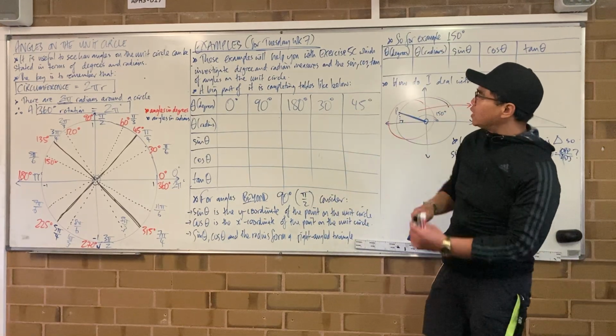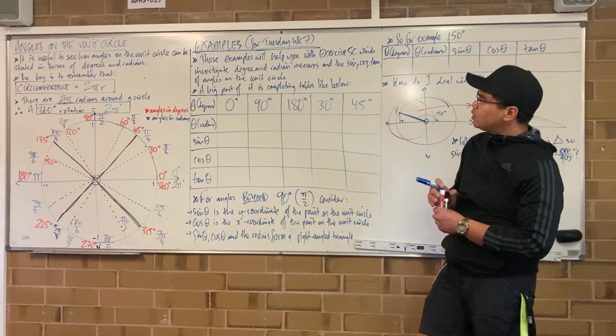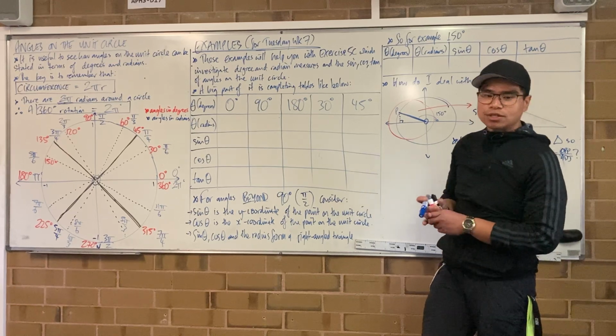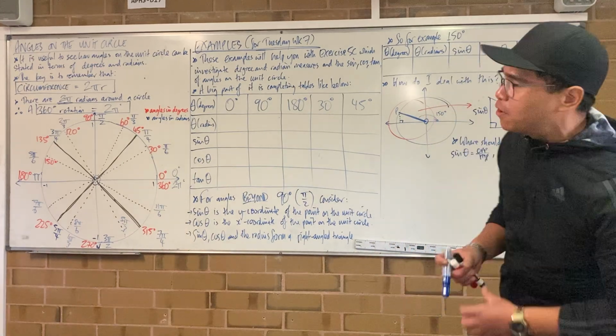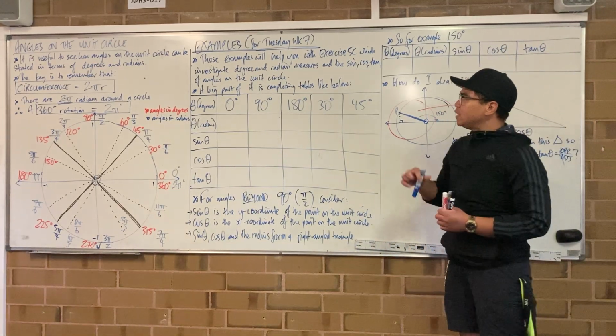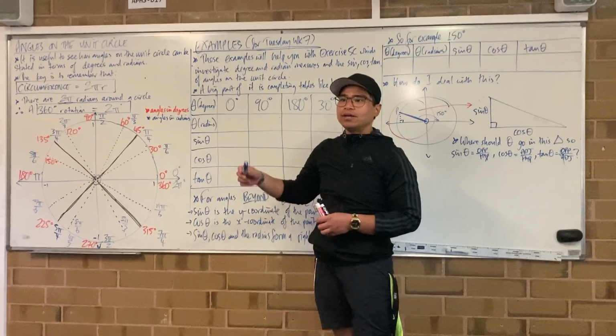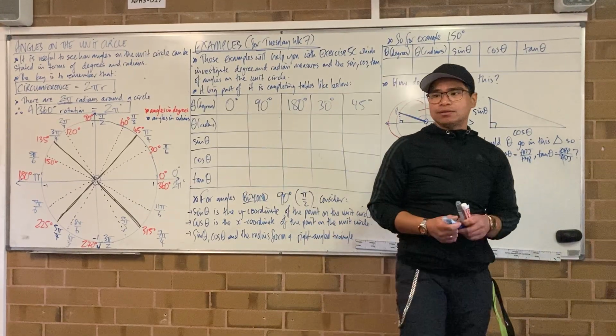So these examples are going to help you with exercise 5C, which investigates degree and radian measures and the sine, cos, and tan of angles on the unit circle. Make sure you've got your calculator ready. A big part of it is completing tables like this below. If I've got a 0 degree angle, how many radians is it? 0.